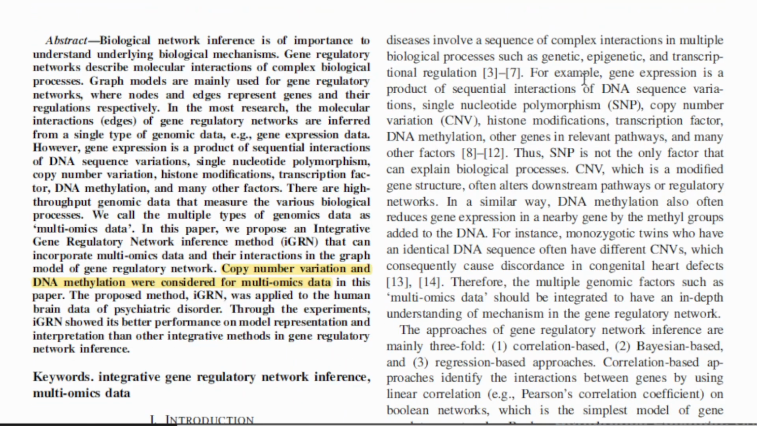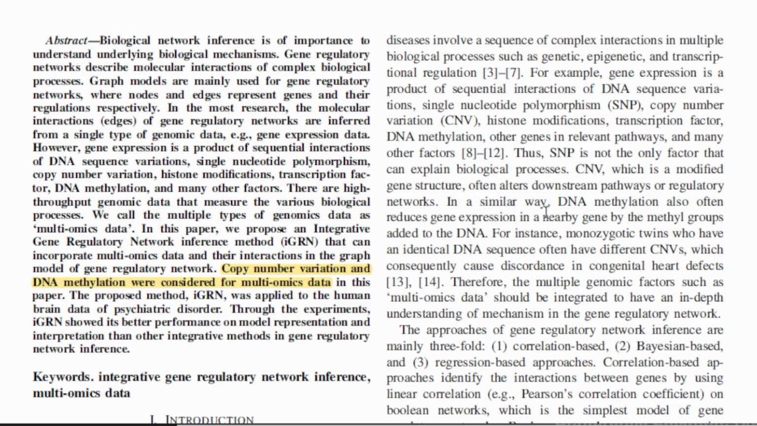For example, gene expression is a product of sequential interactions of DNA sequence variations, single nucleotide polymorphism, SNP, copy number variation, CNV, histone modifications, transcription factor, DNA methylation, other genes in relevant pathways, and many other factors. Thus, SNP is not the only factor that can explain biological processes. CNV, which is a modified gene structure, often alters downstream pathways or regulatory networks. In a similar way, DNA methylation also often reduces gene expression in nearby genes by the methyl groups added to the DNA.